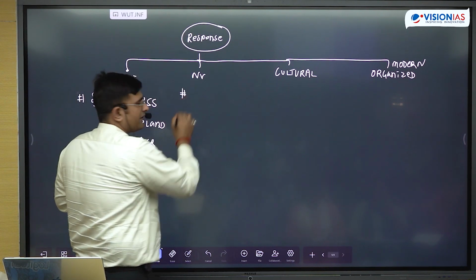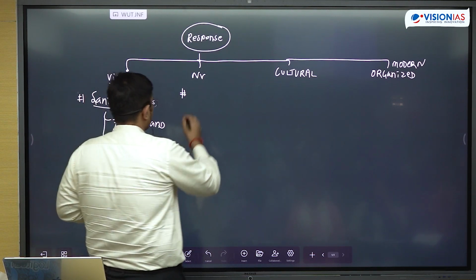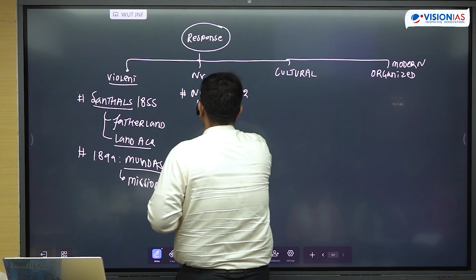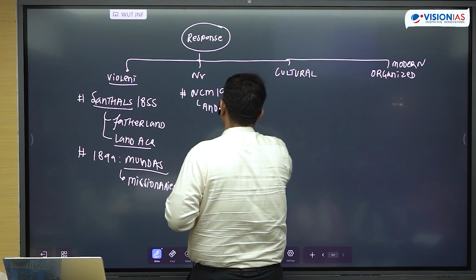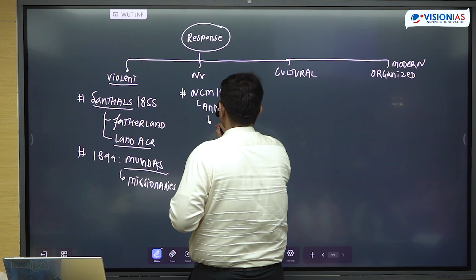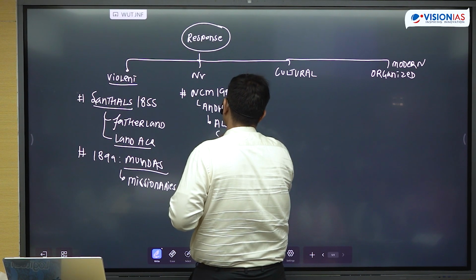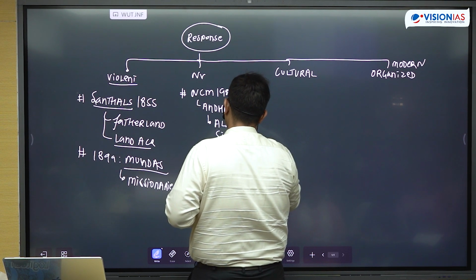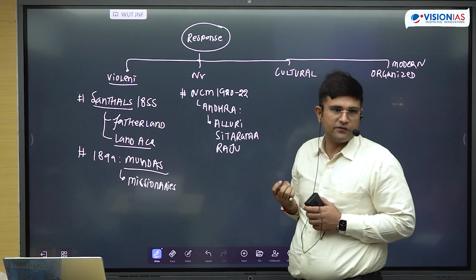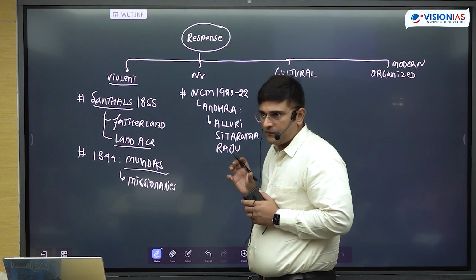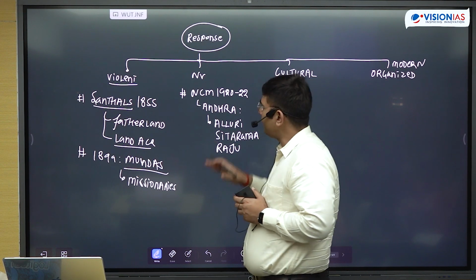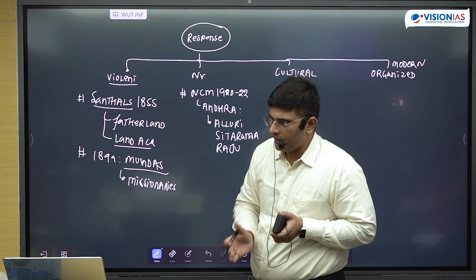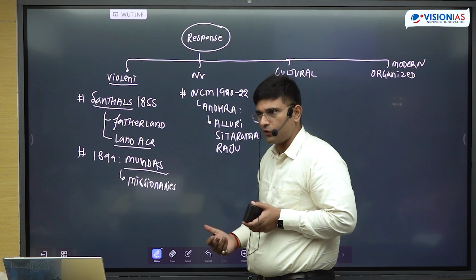Then you can mention non-violent response. For example, you can mention the non-cooperation movement, which took place from 1920-22 in Andhra Pradesh. In Andhra Pradesh, there was a person whose name was Alluri Sitarama Raju, who basically gave back our pride at that point of time, right? He was like Bhagat Singh. He had participated in the non-cooperation movement in a non-violent manner, but when Gandhiji withdrew the non-cooperation movement, his views were different from Mahatma Gandhi, like Bhagat Singh's views were also different.